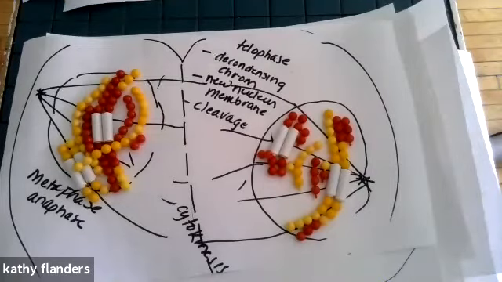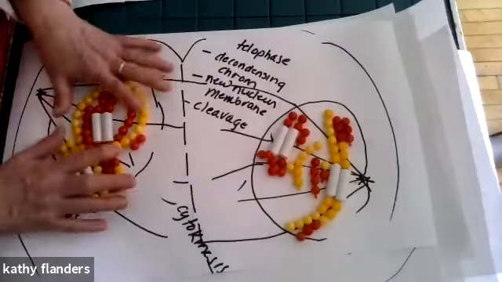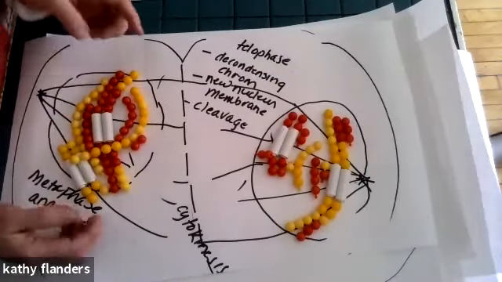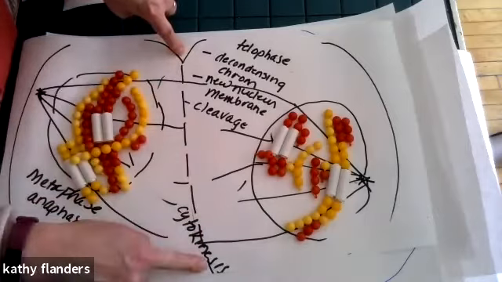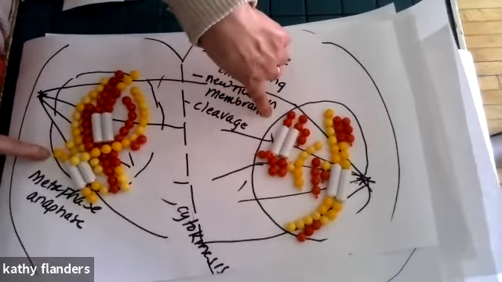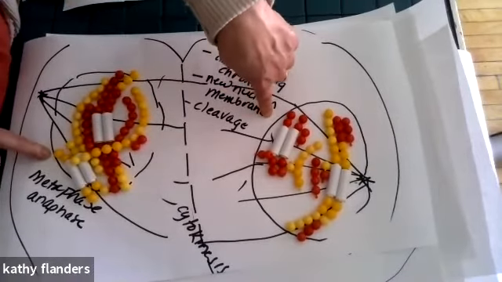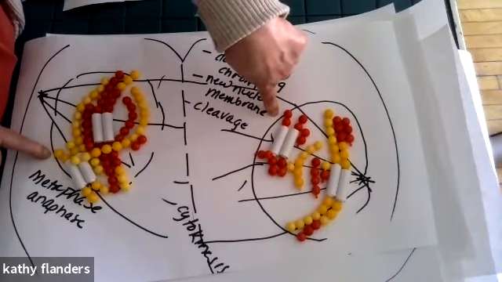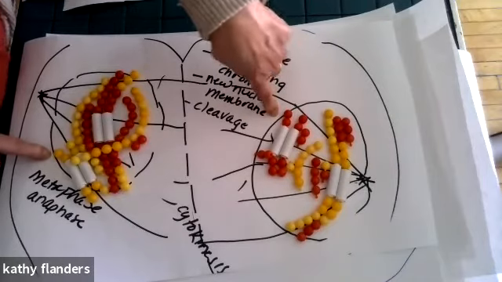All right. So that was meiosis 1. And we've got cytokinesis. So now, after meiosis 1, our parent cell has divided into 2 cells.